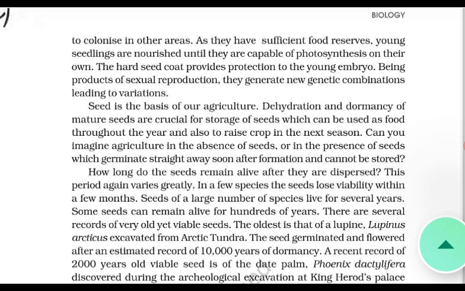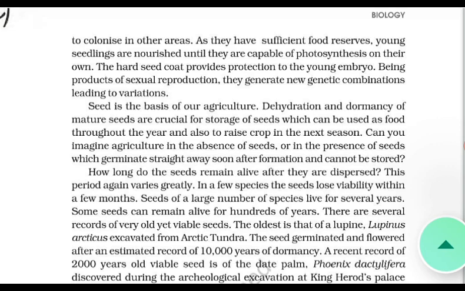The general metabolic activity of the embryo slows down. The embryo may enter a state of inactivity called dormancy, or if favorable conditions are available, that is adequate moisture, oxygen and suitable temperature, they germinate. Favorable conditions हैं adequate moisture, oxygen and suitable temperature, तो क्या करेगी? Germinate. As ovules mature into seeds, the ovary develops into a fruit. That is, the transformation of ovule into seed and ovary into fruit proceeds simultaneously. ठीक है? Simultaneously means साथ साथ होता है.